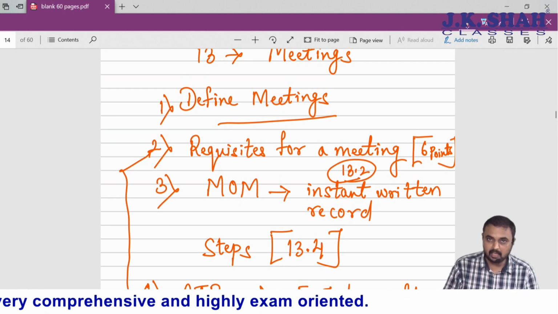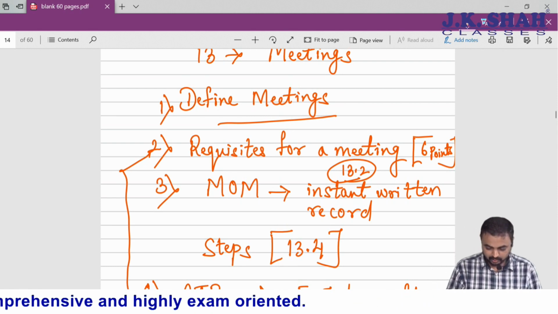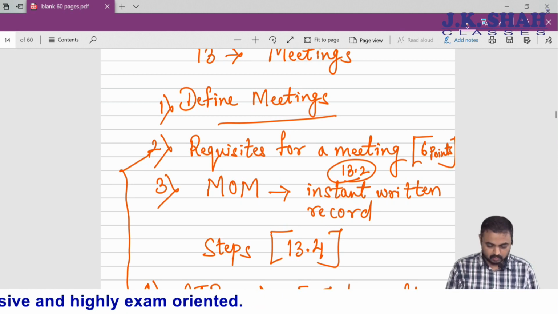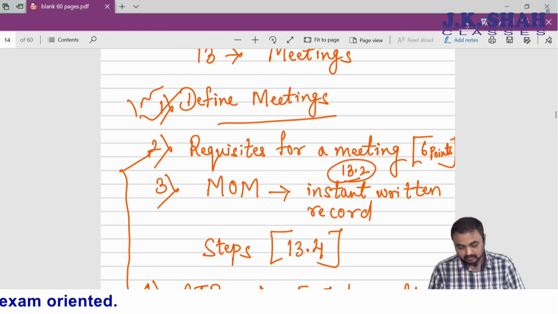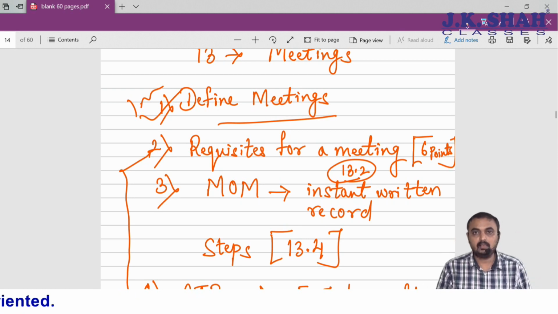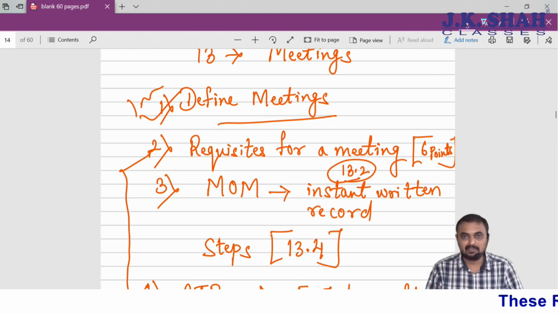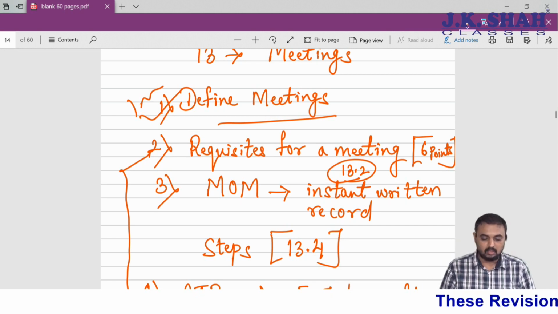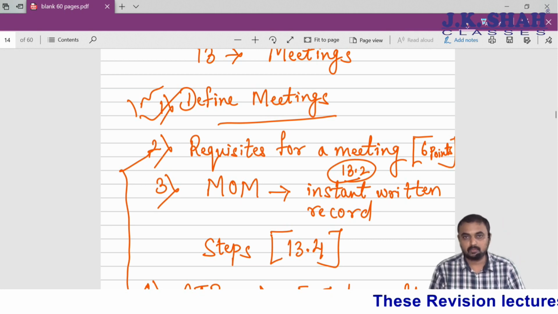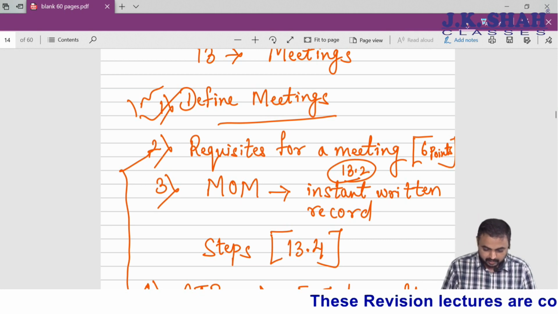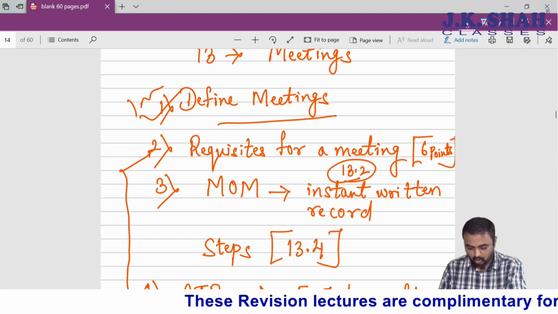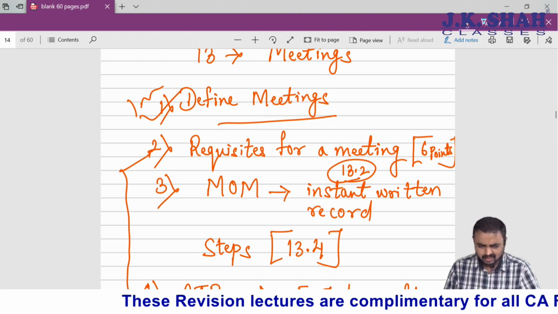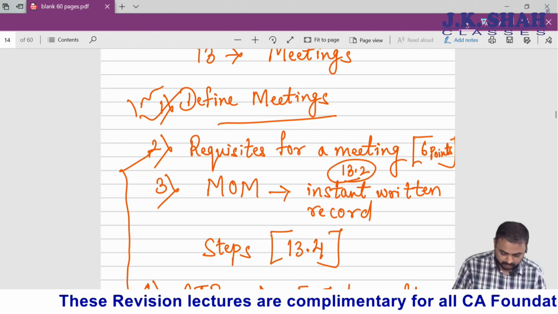Meetings, as you know, can be organizational, they can be operational. So first one is define meetings, which they can ask for 1 mark. That is, according to Business Dictionary, a meeting is defined as formal or informal deliberative assembly of individuals called to debate certain issues, problems and to take decisions. Meetings can be organizational or operational. Second question, the requisites for a meeting.